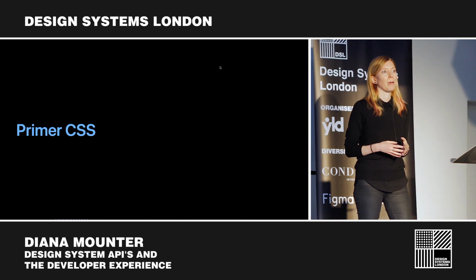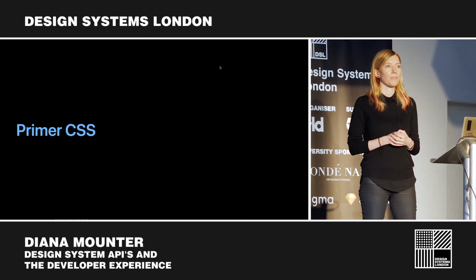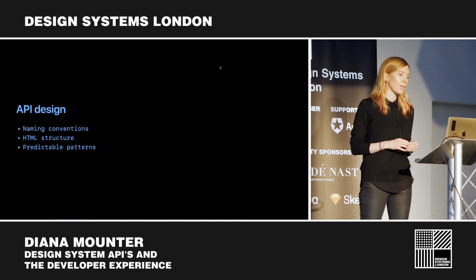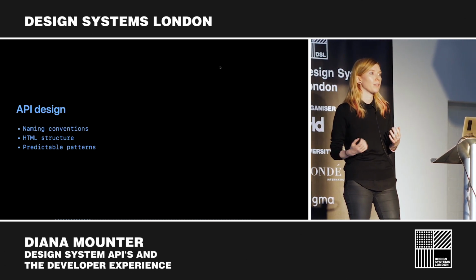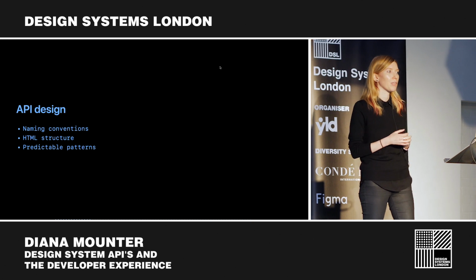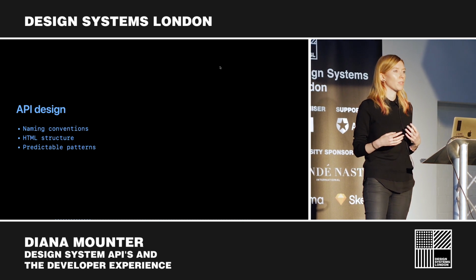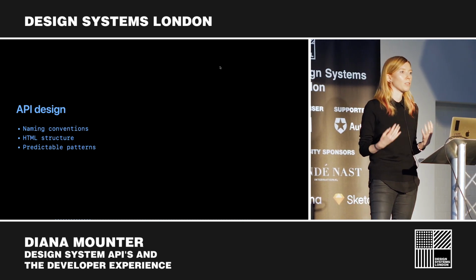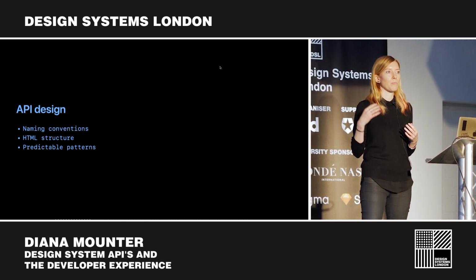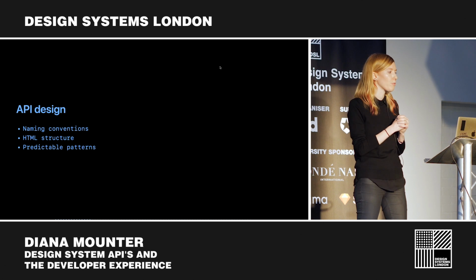So I want to start off talking about some of the things I learned from working with Primer CSS about API design and developer experience before I move on to React components. Some of the things that we can do with CSS is have consistent naming conventions that start to tell the developer what these things mean and what they do. We can enforce or suggest an HTML structure. For us, we wanted to keep the specificity low at the class level and apply classes to elements rather than having many styles cascading down from the parent.